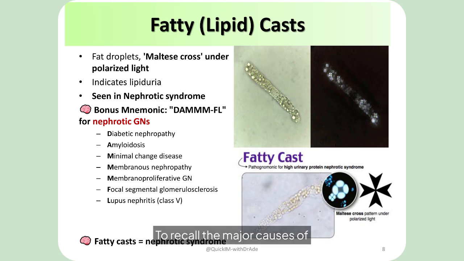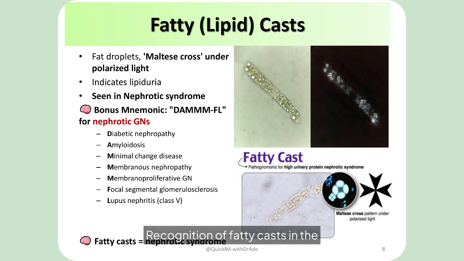To recall the major causes of nephrotic syndrome associated with fatty casts, the mnemonic DAM-MFL is used. Diabetic nephropathy, the most common cause in adults; amyloidosis; minimal change disease, common in children; membranous nephropathy, associated with autoimmunity or malignancy; membranoproliferative glomerulonephritis; focal segmental glomerulosclerosis; and lupus nephritis, specifically Class 5, the membranous form.